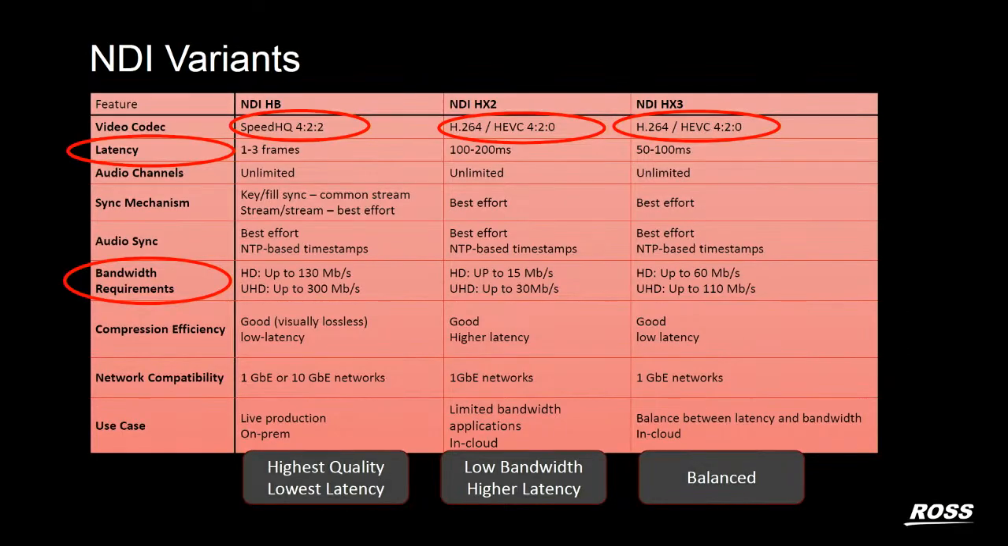The latency is the big one as well. With high bandwidth, we're talking about 1 to 3 frames versus 100 to 200 milliseconds for HX2. Whereas HX3 gives us a nice balance there. We're about 2 to 3-ish, 4-ish frames out, but much less on the bandwidth side, right? So bandwidth for high bandwidth, we're seeing 130 for HD up to 300 for UHD, megabits per second, versus very compressed for HX2 and kind of in the middle for HX3. So those are some of the differences between the 3 variants there.